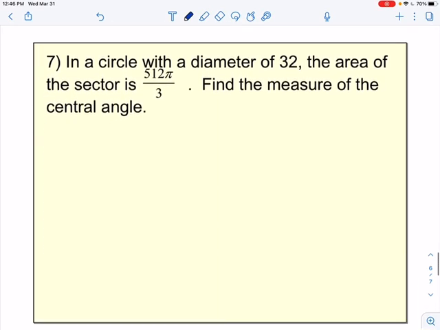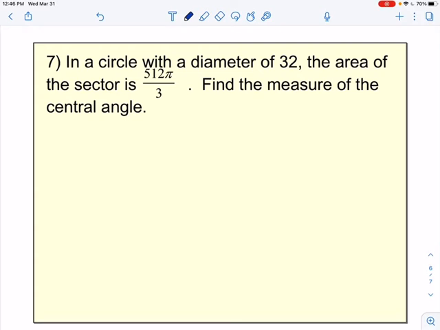Okay, and 7, this is going to relate back to a question like in section 10.2. In a circle with a diameter of 32, the area of the sector is 512 pi over 3. Find the measure of the central angle. Remember, the central angle and the arc are congruent. They're the same thing. So if I can find the measure of the arc, that means I found the measure of the central angle. They gave me the area of the sector.